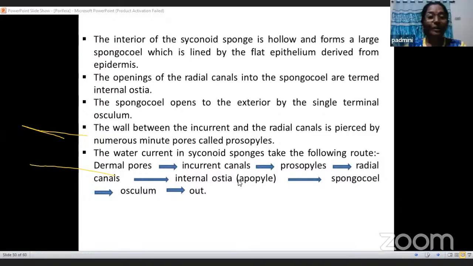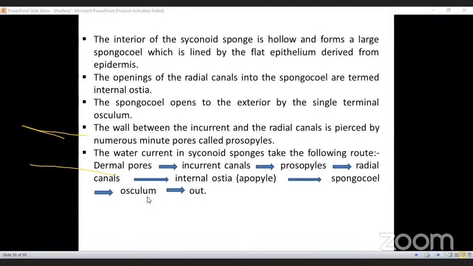Okay, fine. Coming to the picture, the top points: dermal pores. From the dermal pores, water goes into the incurrent canals, from the incurrent canals to prosopiles, from the prosopiles to radial canals, and from the radial canals to the internal opening, that is the apopyle. From the apopyle it goes to the spongiocele, osculum, and outside. So what type of canal system is this? Syconoid. Very good. Syconoid type of canal system.